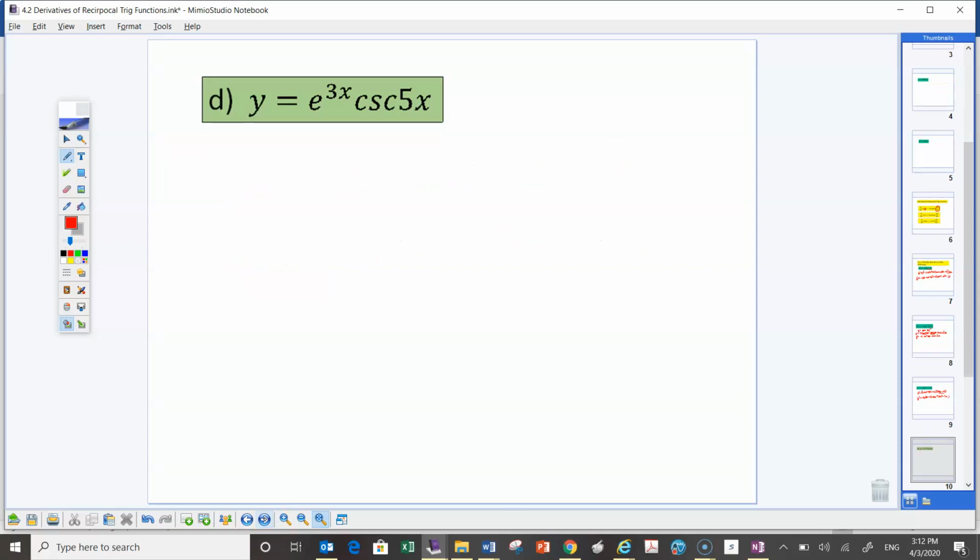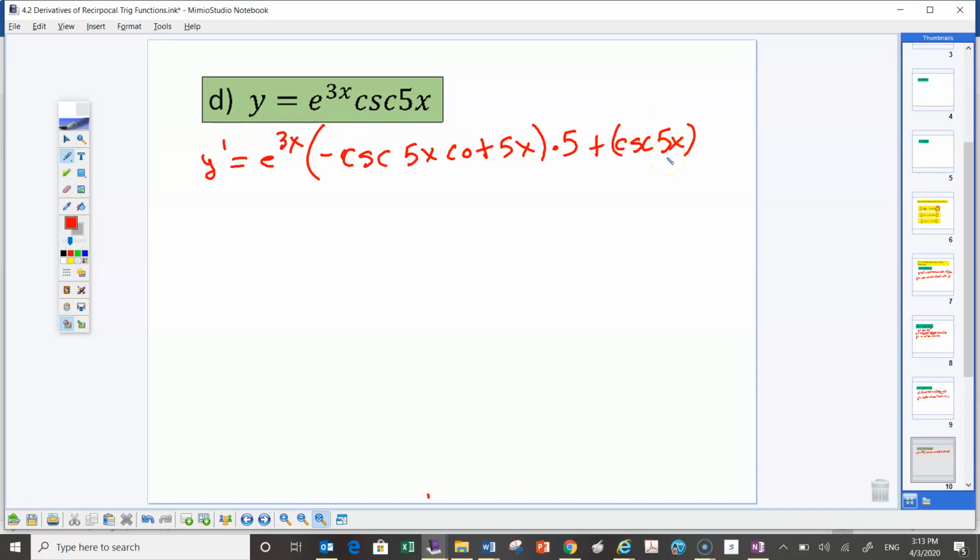Alright, for this question here, we need to use the product rule. So y prime is going to be my first function, which is e to the 3x, times the derivative of cosecant 5x, which is negative cosecant 5x cotangent 5x times the derivative of 5x, which is 5, plus the second function, which is cosecant 5x, times the derivative of e to the 3x, which is e to the 3x, times the derivative of 3x, which is 3.